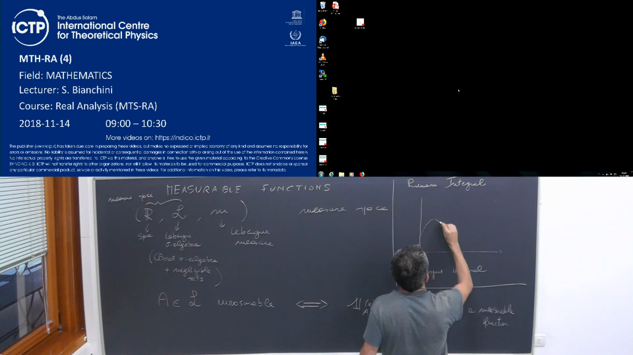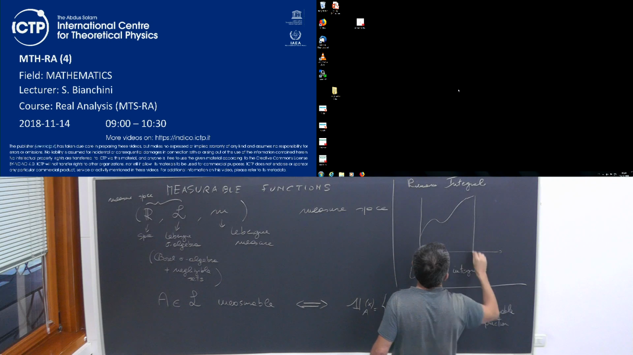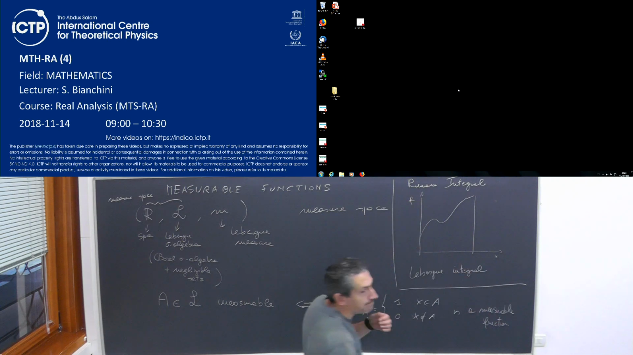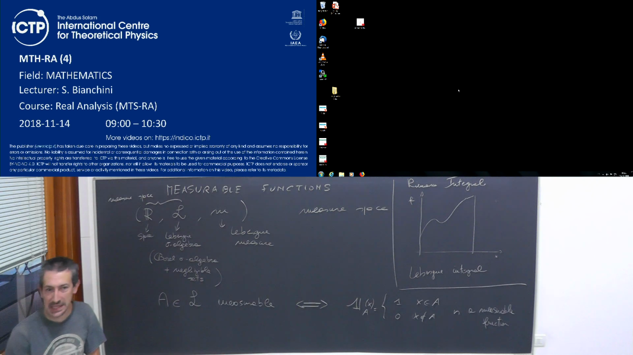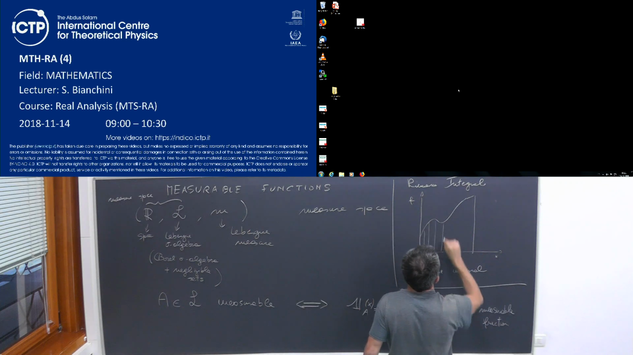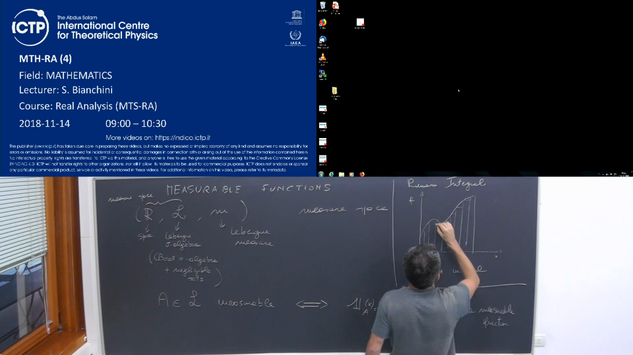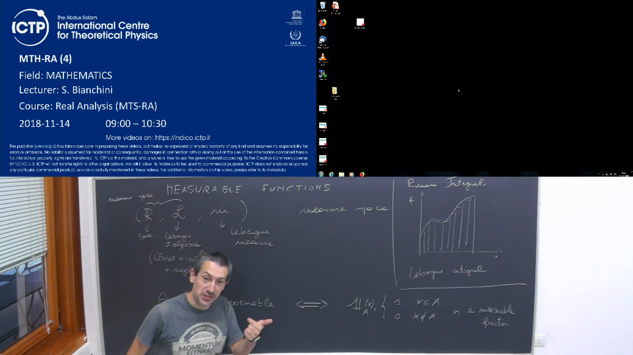I'm giving you a function. So how to construct the Riemann integral here? You partition which set, the F or the X? The X. Okay, so we do stripes, and then basically approximate the stripes with rectangles. For the Lebesgue integral, you invert the vision.